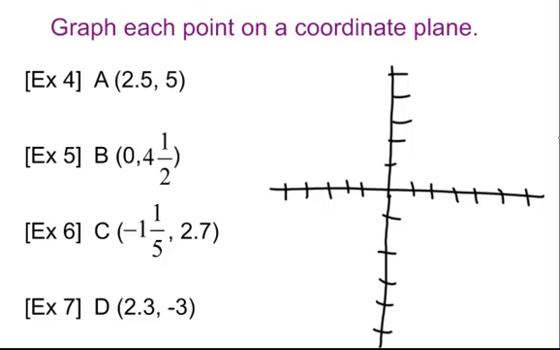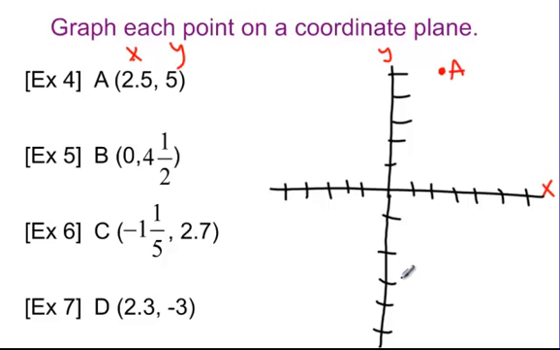All right. So let's do A. Remember, this is our Y, and this is our X. A is at 2.5. So the X, remember, is at 2.5. So I'm going to go 1, 2, and in the middle there somewhere. And the Y is at 5. So I'm going to go all the way up to 5. So remember, halfway between 2 and 3, because it's 2.5, and about right there.